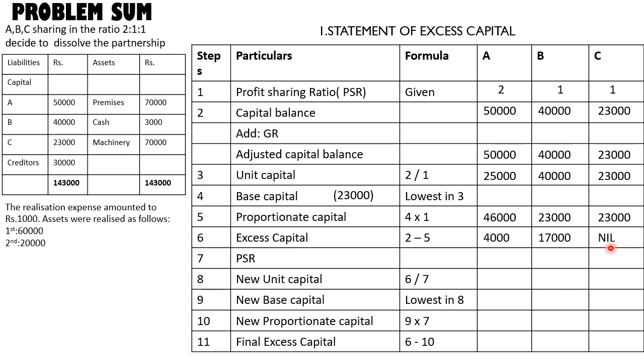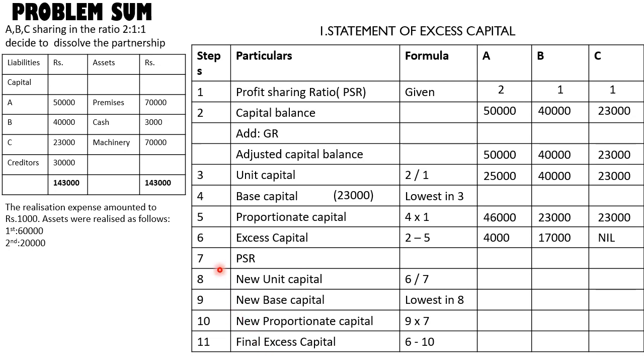Now this is one very important point to be noted down. Under the statement of excess capital, at step number 6, one of the partners' capital has to become nil. So now we'll continue with the next steps.